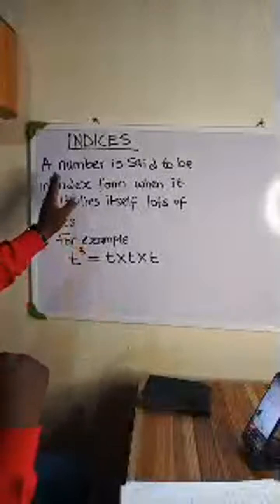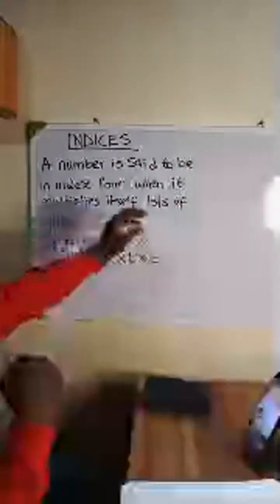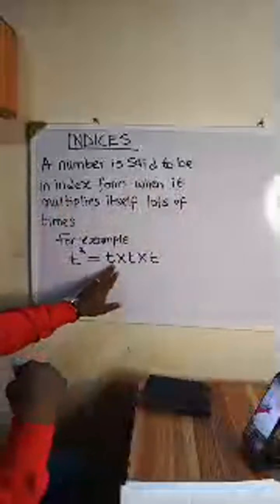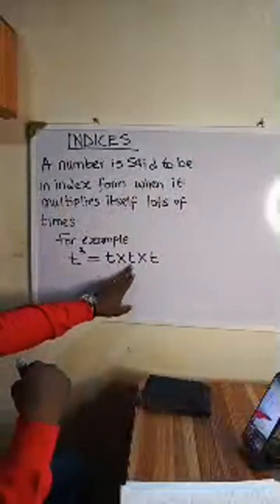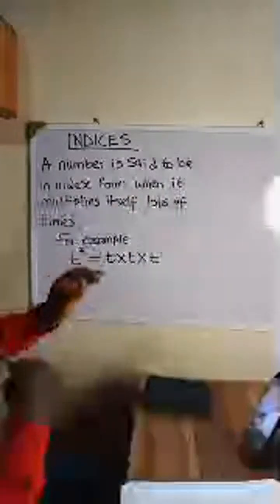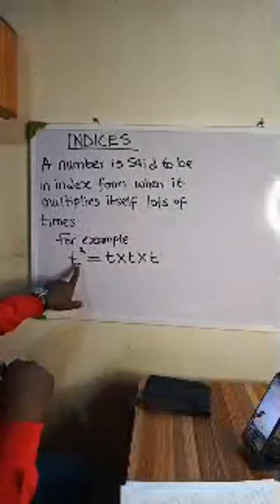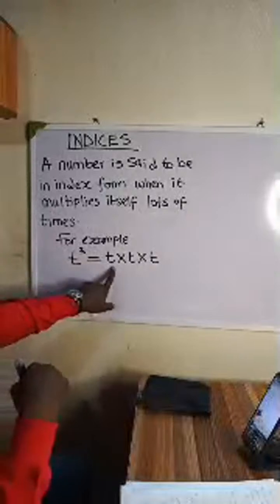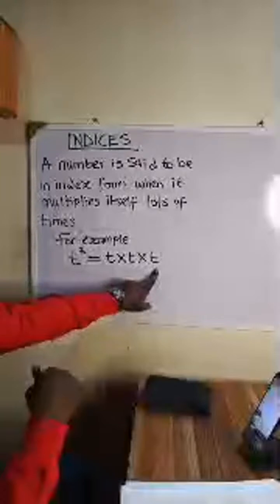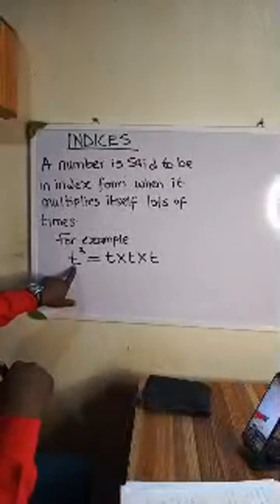So remember, a number is said to be in index form when it multiplies itself lots of times or a number of times. So here t is multiplying itself 1, 2, 3 times. So since t is multiplying itself 3 times, we can write t in index form, t to the power of 3.